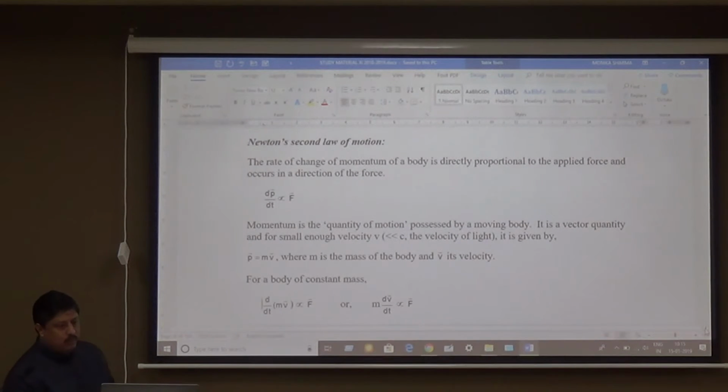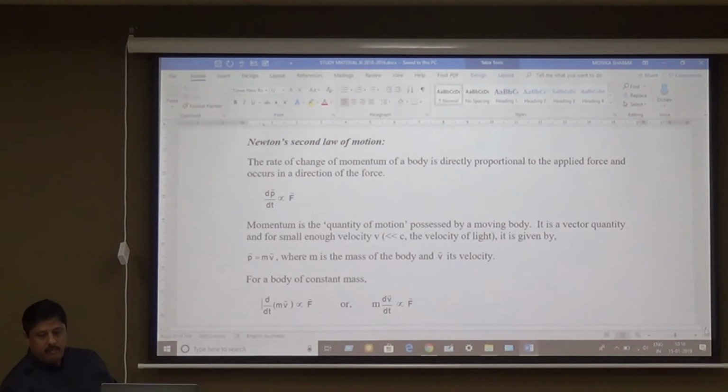Suppose a truck is moving with 60 km per hour and a car is moving with 60 km per hour. Which one has greater linear momentum? Then you can realize the truck is moving with the same velocity, but it has more linear momentum. So you avoid the path of the truck.